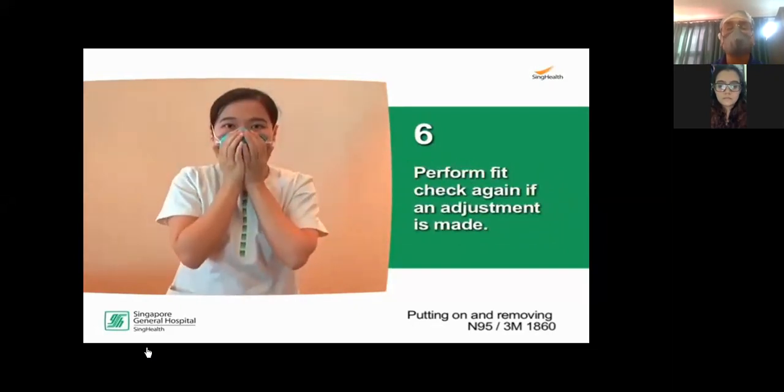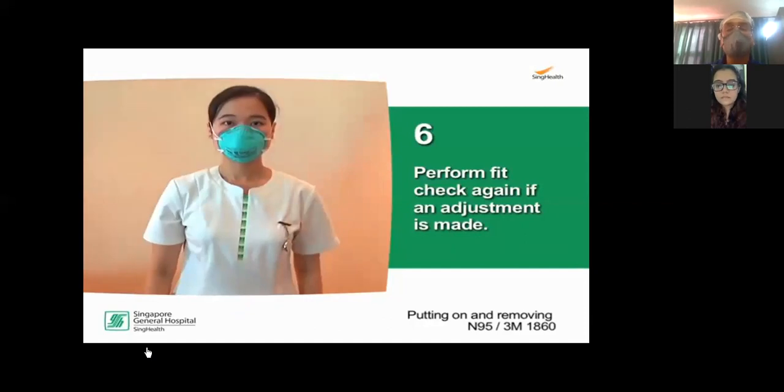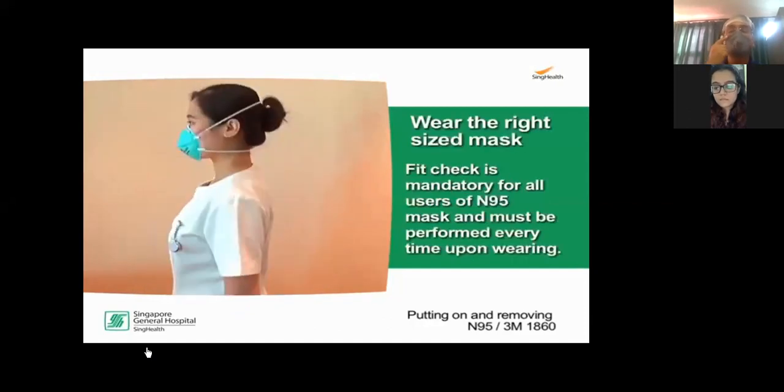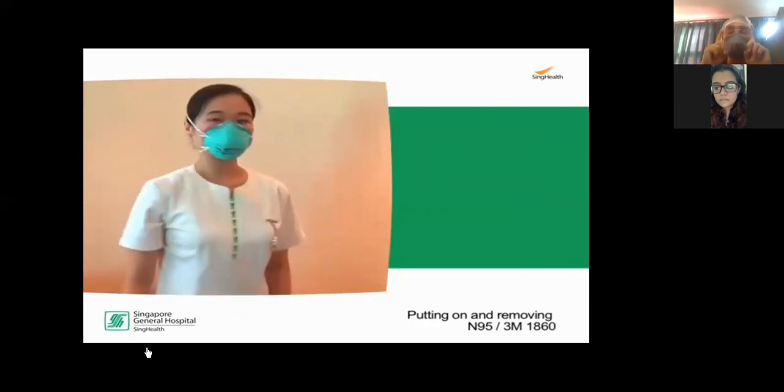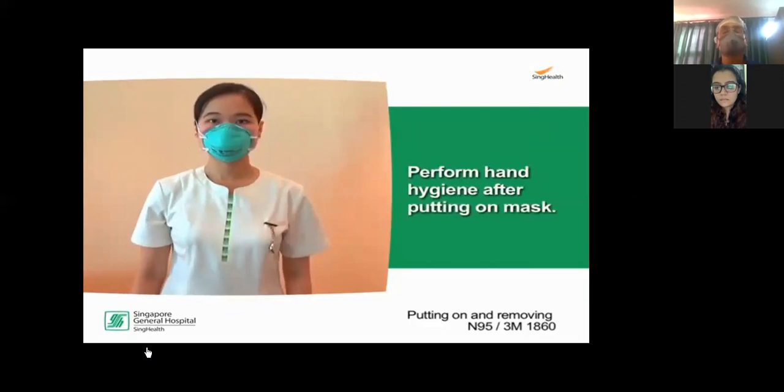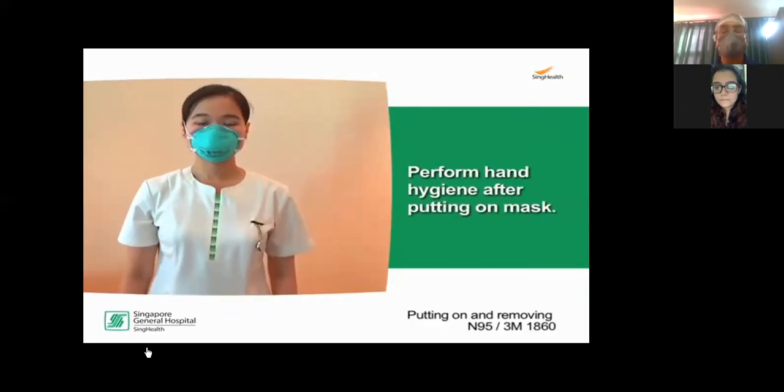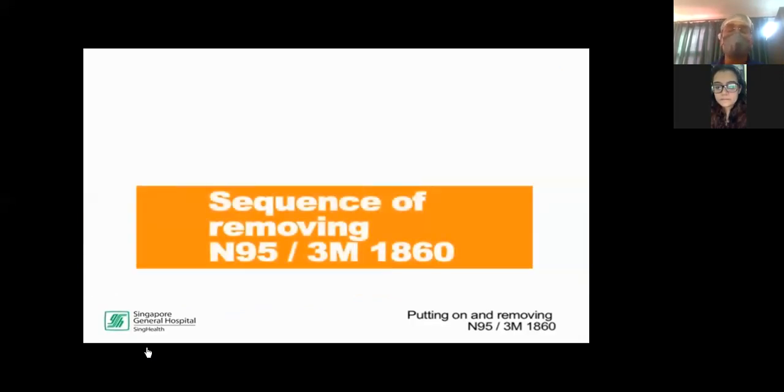So if the air leaks, it is going to leak into your eyes. So it is important to place some micropore tape on the top so that no air goes into your eyes if it is leaking, after putting on the mask. But donning a mask is not very important. Removing is very important. How to remove it?